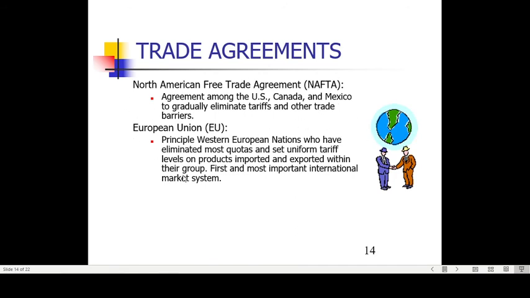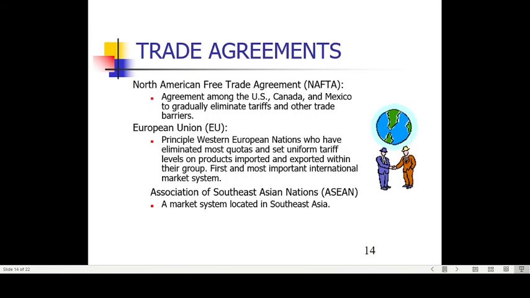And then we have the EU or European Union. We have the rules and regulation for that. The principle of Western European nations who have eliminated most quota and set uniform tariff level on products imported and exported within their groups, like first and most international market system.